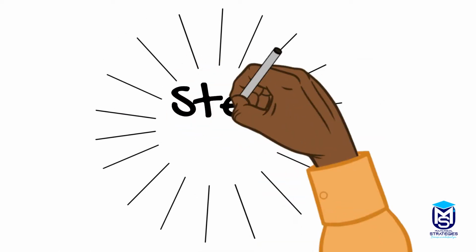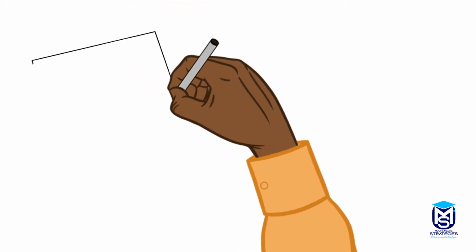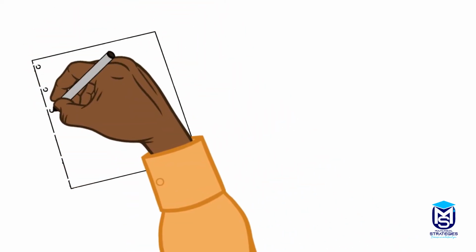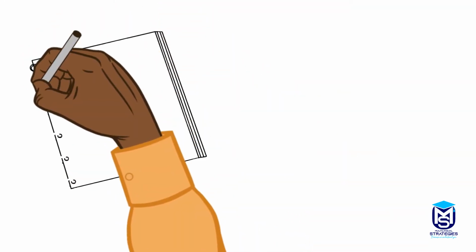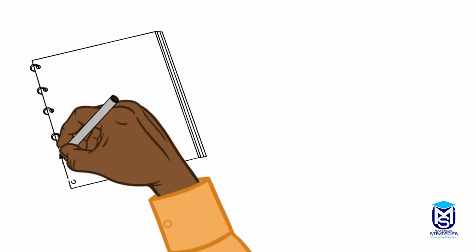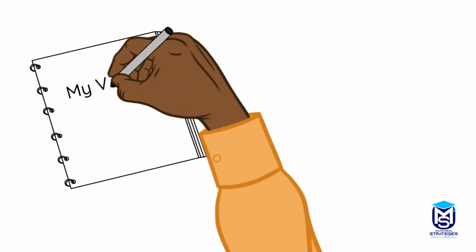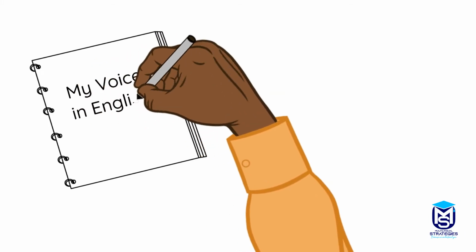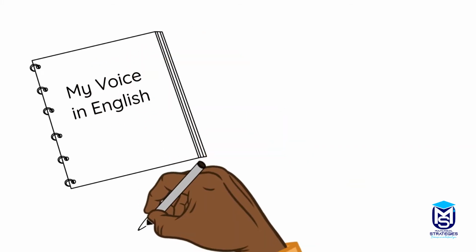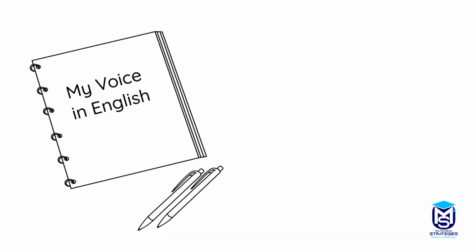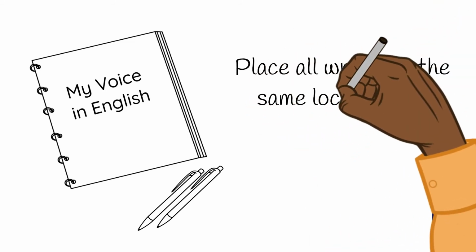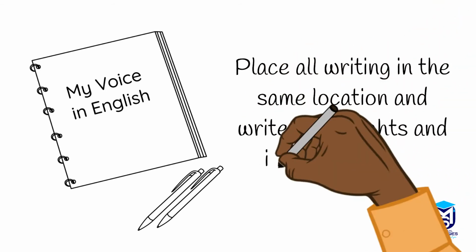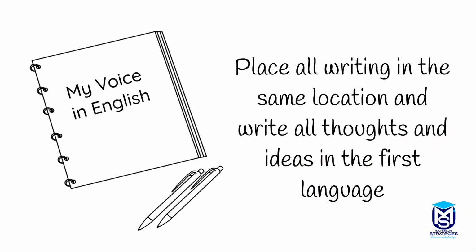Step number 1. The first step is very simple and easy, but essential to the process. Have your multilingual learners keep all their writing in the same location, like a notebook or binder, for example. They need all their writing in one location in order to refer back to it later. Then the students will always write their original thoughts, ideas, and sentences in their first language. They write in the language they already have a voice. We will use this voice to transfer over to find their voice in English.